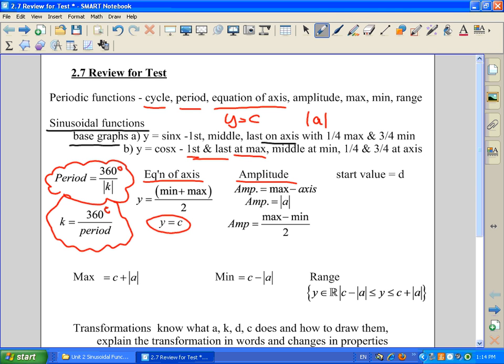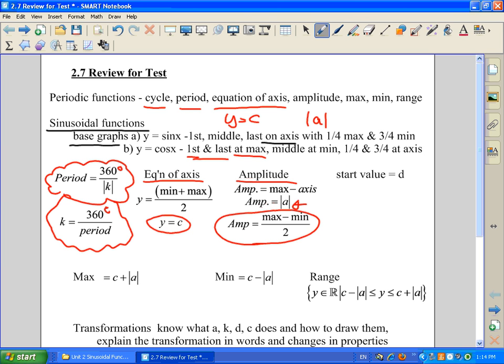Amplitude, folks, there's 2 ways you can find it. One, if the equation's given, you know that it's the absolute value of a. But if you have a graph like in last day's word problem, we took the max and subtract the axis to get that. Or you can take the max, subtract the min, and divide by 2 to find that, okay?